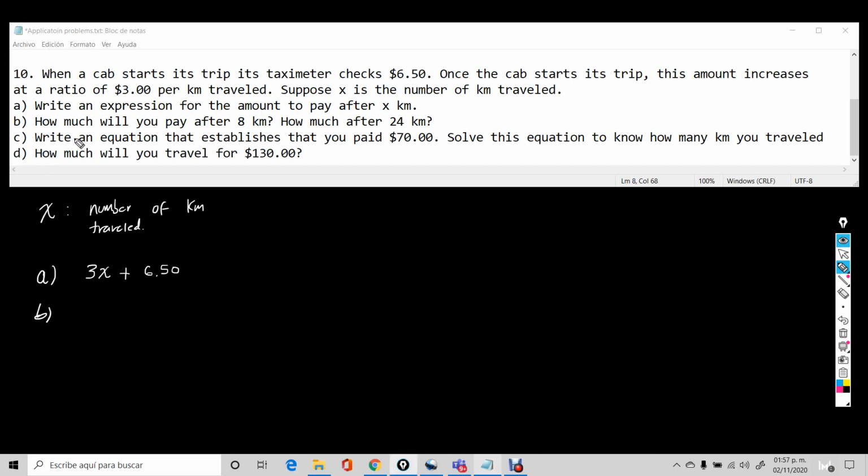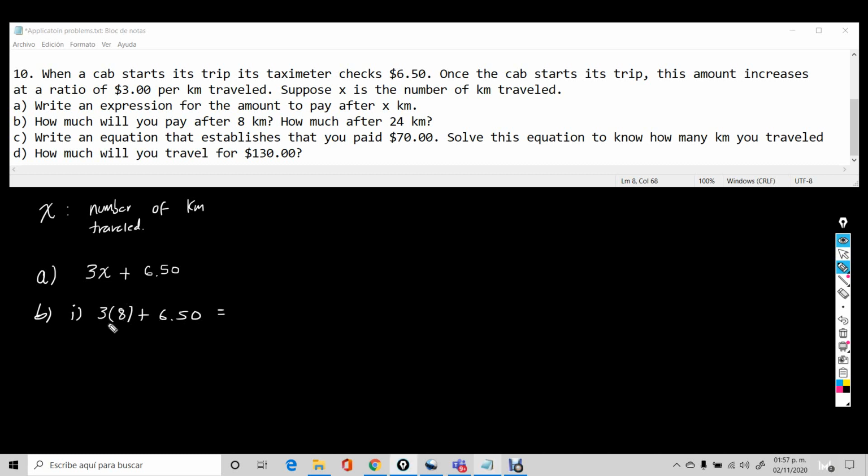B, how much will you pay after traveling 8 kilometers, and how much after 24 kilometers? Okay, so B, section 1. After 8 kilometers, I have to use this expression, right? And I have to substitute in my variable the number 8. This is the amount of money that I'm going to pay after traveling 8 kilometers.